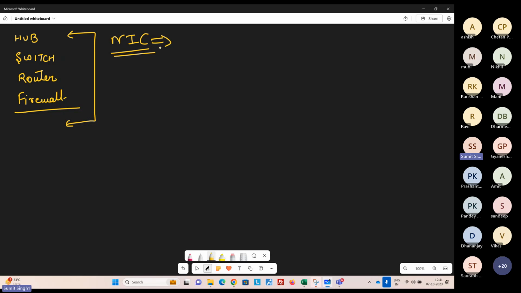NIC. Anyone aware of this term? Network interface card. So what is the purpose of NIC? Do we have NIC in our systems? Yes. Without this, you cannot access the internet. Yes, with NIC you can access the internet, but how?